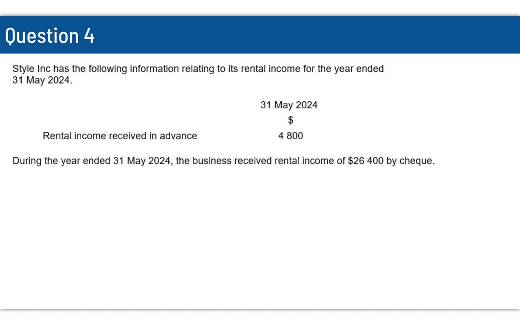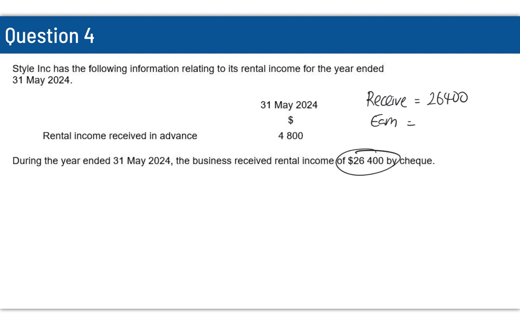This question is on rental income. We must first understand that the amount that the business received may be different from the amount that is earned, so we may need to do an adjustment. First we analyze how much we receive, which is here 26,400. And then we analyze what is the adjustment.